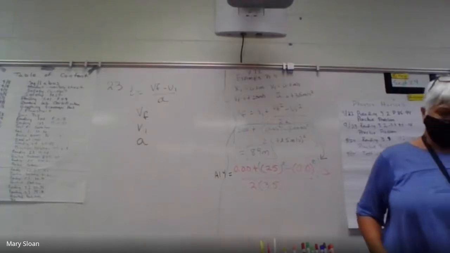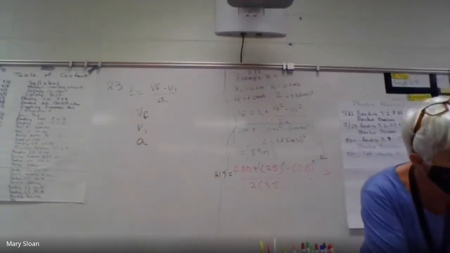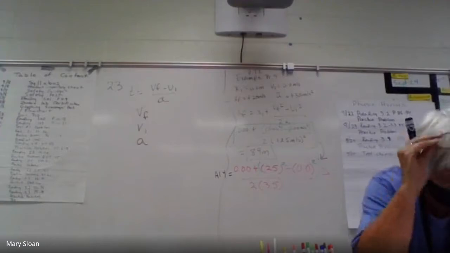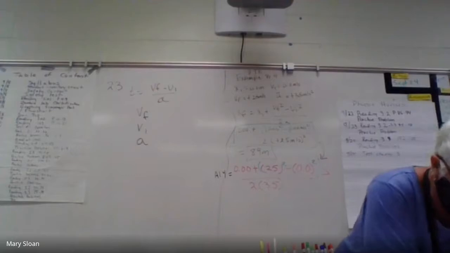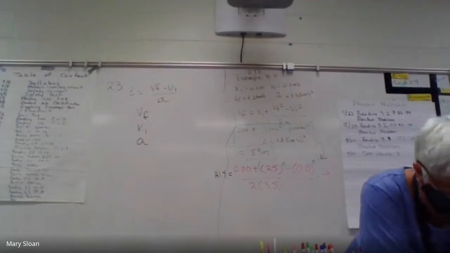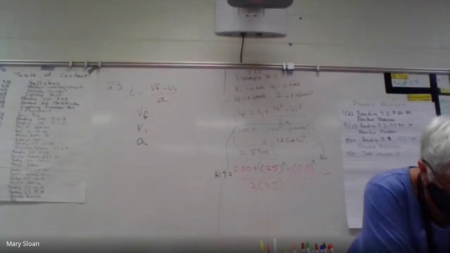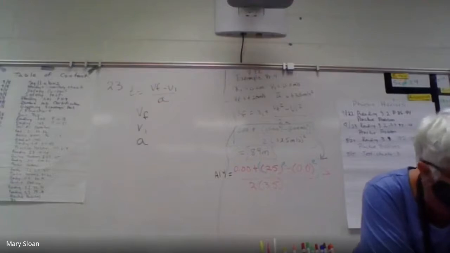Number 23 says a skateboard is moving at a constant speed at 1.7 meters per second when she starts on an incline that causes her to slow down with a constant acceleration of a negative 20 meters per second. How much time passes from when she begins to slow down until she begins to move back down the incline?